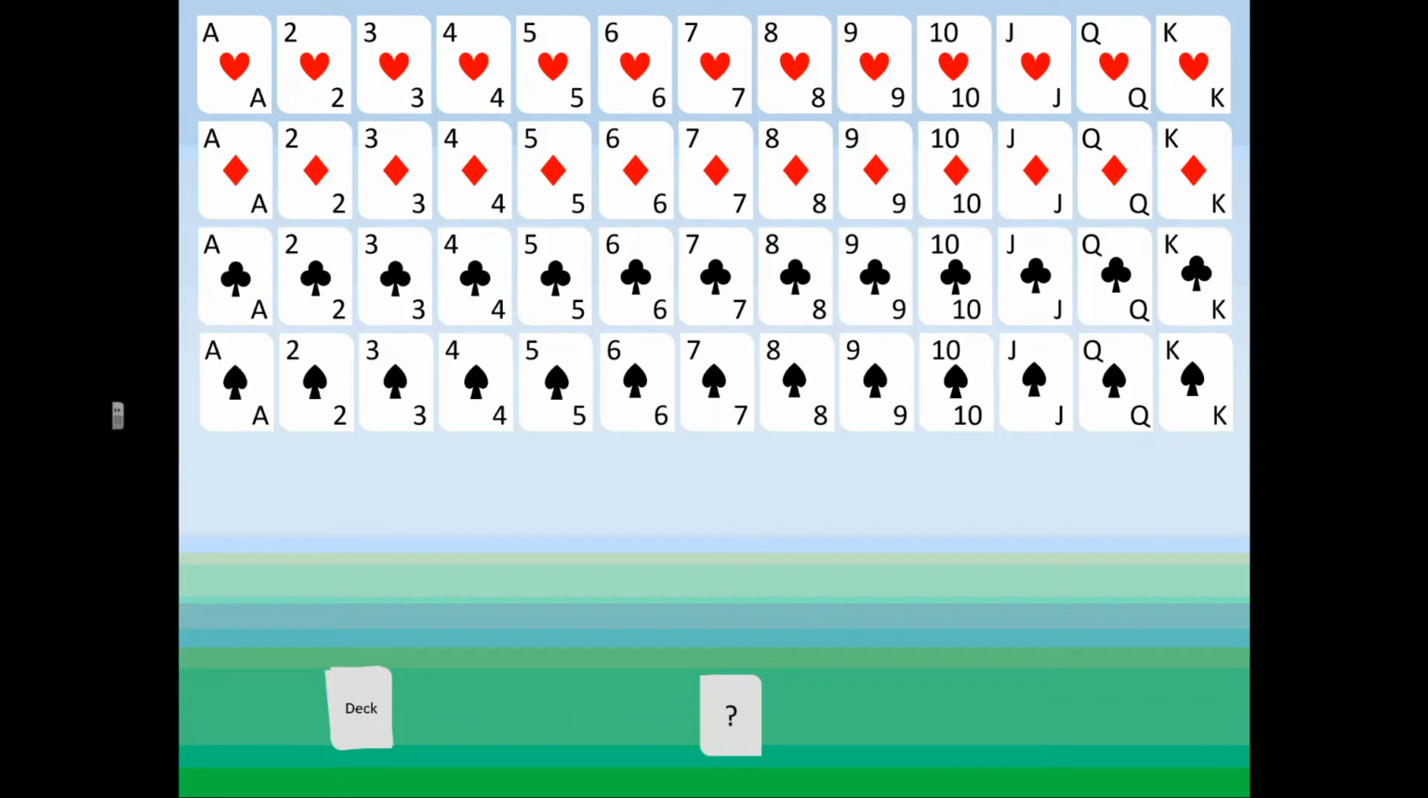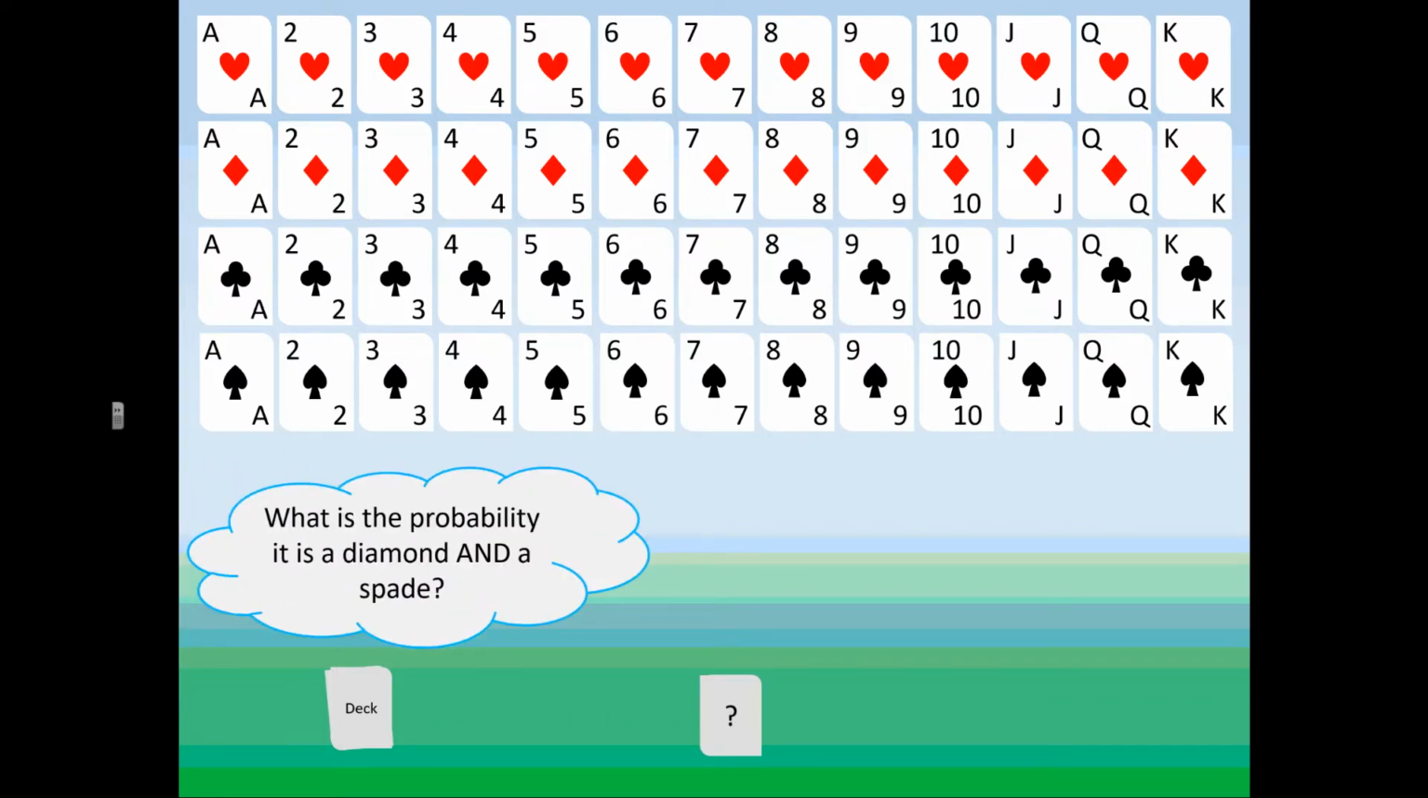Things can sometimes get a little bit more tricky when I have something like this. I've got my population and I've pulled out my sample. What is the probability that in my sample it is a diamond and a spade? Well, my sample is only one card, and there is nothing in the entire deck that is both a diamond and a spade. That's impossible. That's 0 cards out of 52. If you're looking for a diamond and a spade, there's something wrong with you. That doesn't exist. You clearly have no idea what a card is.